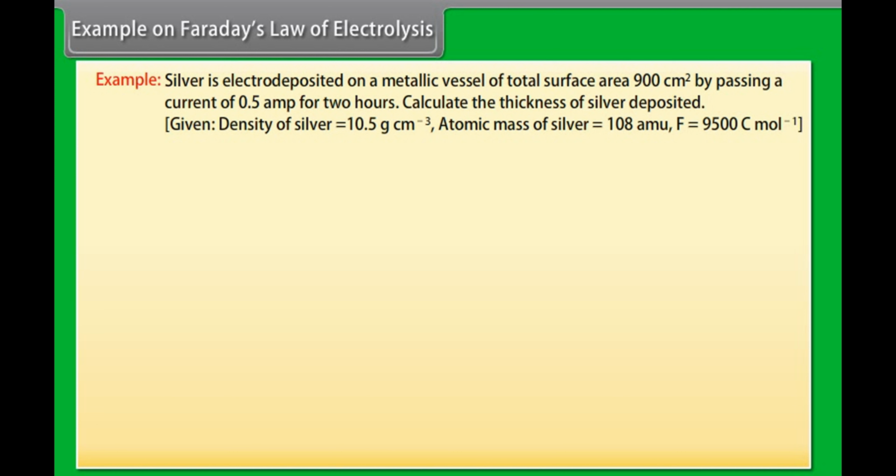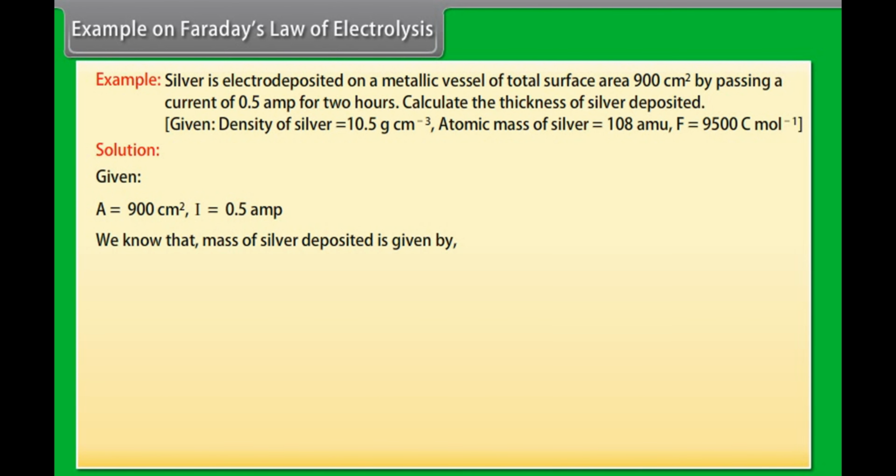Calculate the thickness of silver deposited. Let's see the solution. Here the given values are A is equal to 900 centimeter square, I is equal to 0.5 ampere. We know that mass of silver deposited is given by M is equal to ZIT. By putting the values, we get M is equal to 4.029 gram.